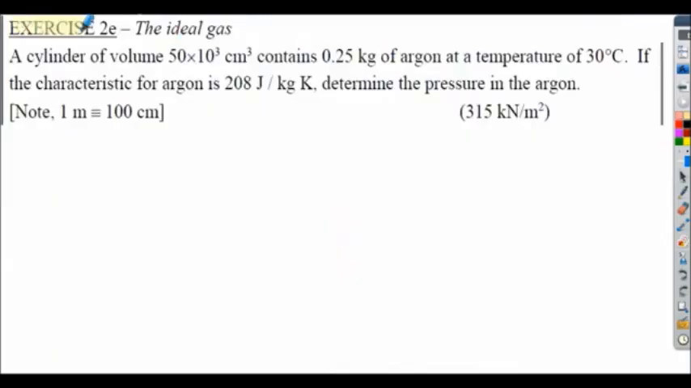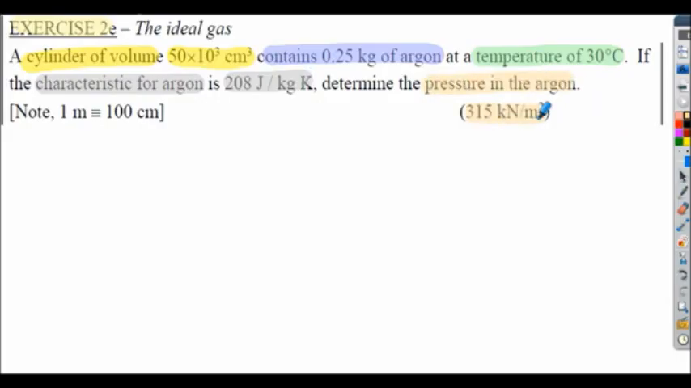And exercise 2E, a cylinder of volume 50 times 10 to the 3 centimeters cubed contains 0.25 kilograms of argon at a temperature of 30 degrees C. In this case, we're given the gas characteristic for argon, which is 208 joules per kilogram K. We've got to determine the pressure in the argon. Answer is shown in the bracket here.